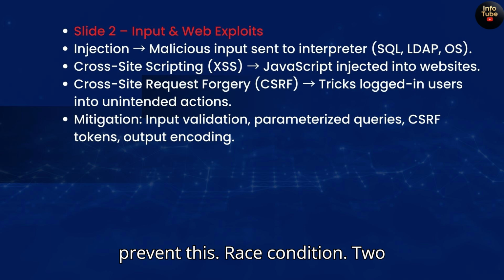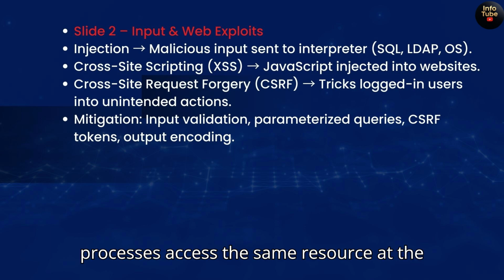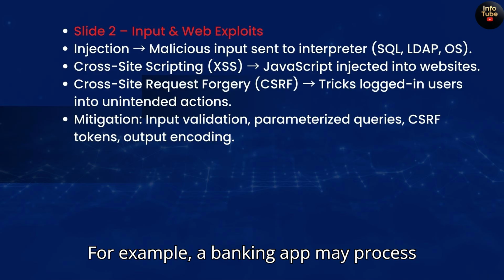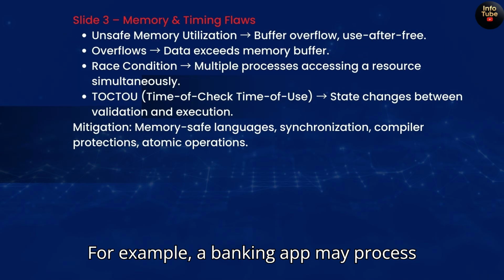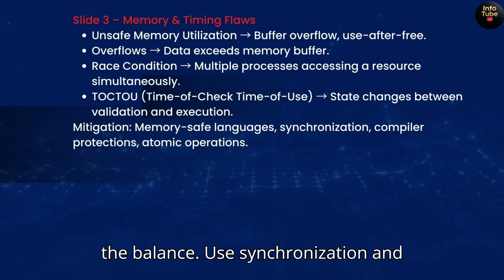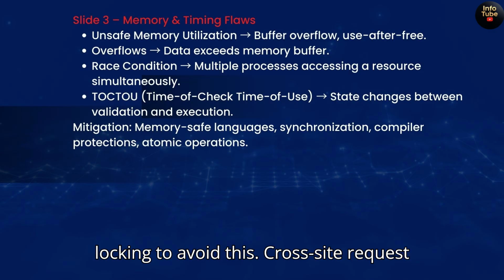Race condition. Two processes access the same resource at the same time, creating unexpected results. For example, a banking app may process 2 withdrawal requests before updating the balance. Use synchronization and locking to avoid this.